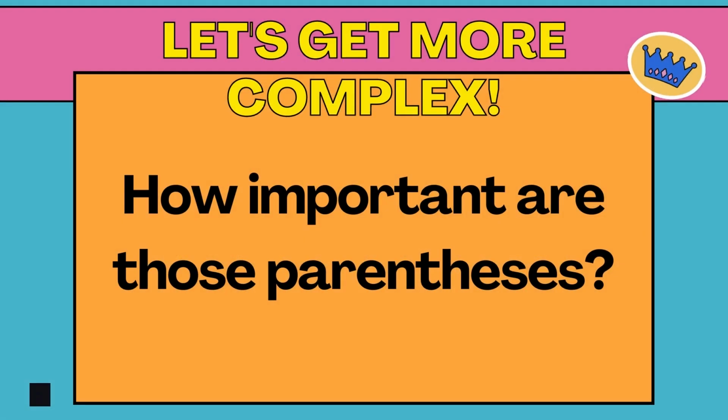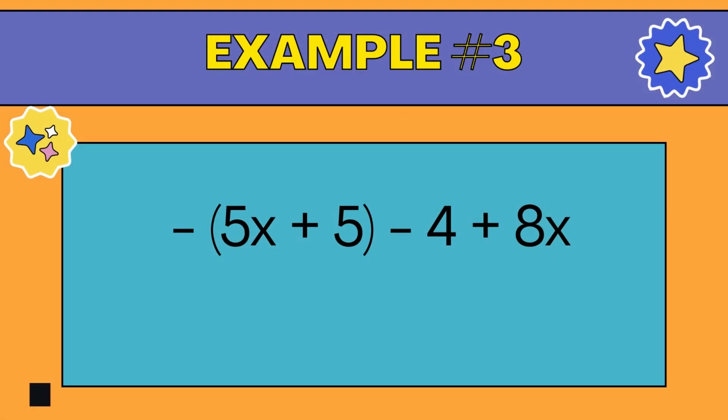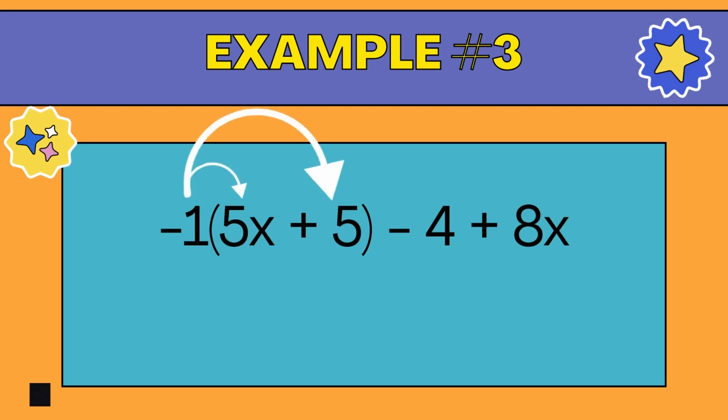We're going to look at some more complex expressions. Let's see how important those parentheses are. In example 3, we have negative 5x plus 5 minus 4 plus 8x. See the parentheses? We need to distribute the negative 1 to everything inside the parentheses. Do you think we need to distribute this negative also? I hope you said no, because there are no parentheses here. The negative only goes with the 4. It has nothing to do with the 8x.